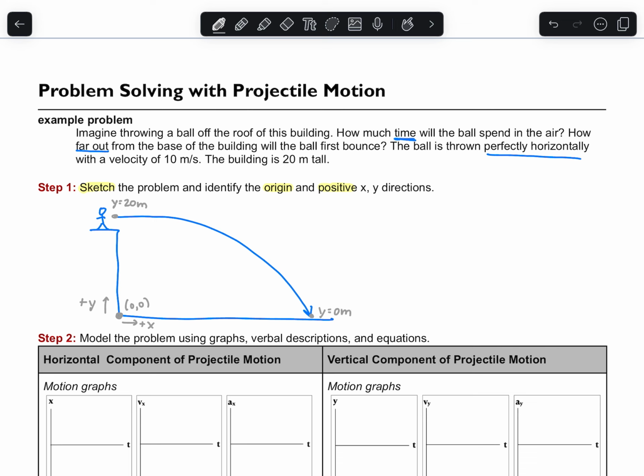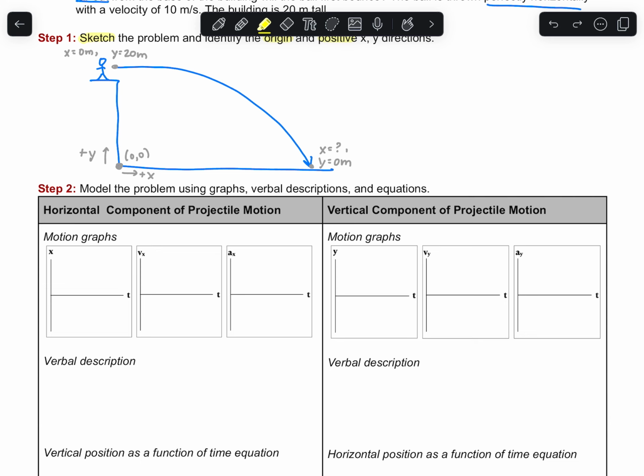Now, the biggest thing you got from the paradigm lab was that horizontal motion and vertical motion are completely separate entities. The horizontal position is going to start at 0 and end at some unknown but positive value, and the motion horizontally will continue at a constant velocity. So my horizontal position graph is going to be linear. Let's move over to the vertical component of the motion now and draw that position graph.